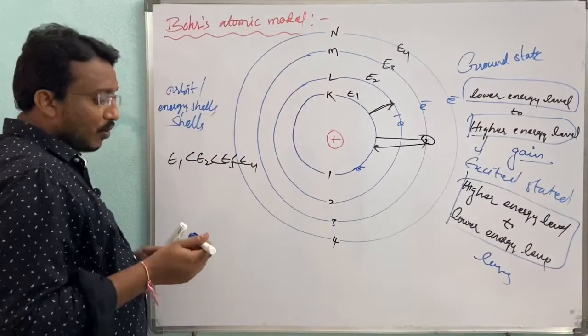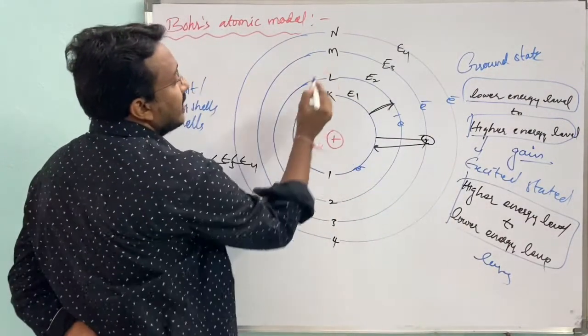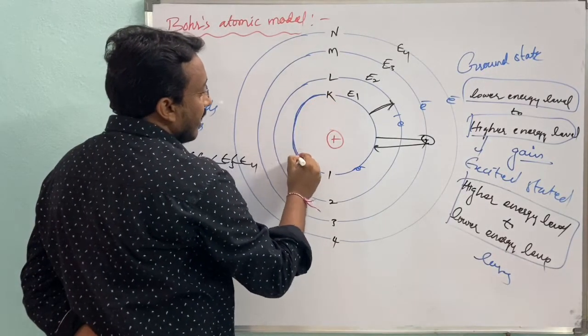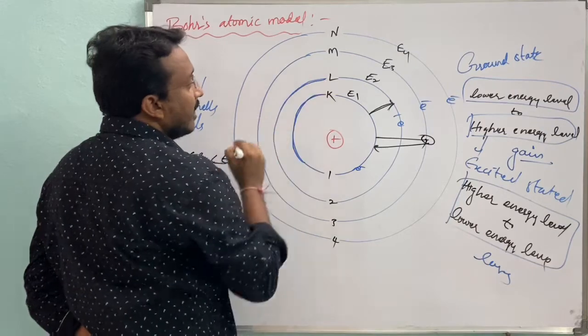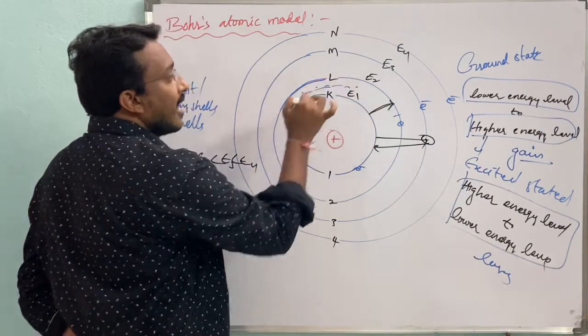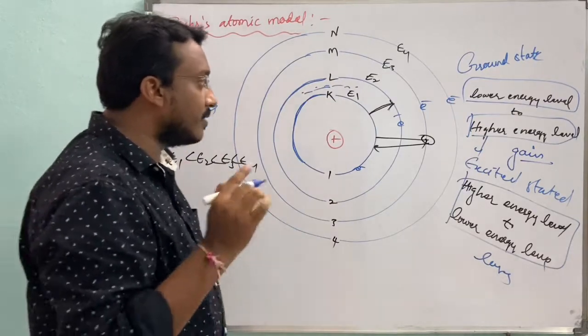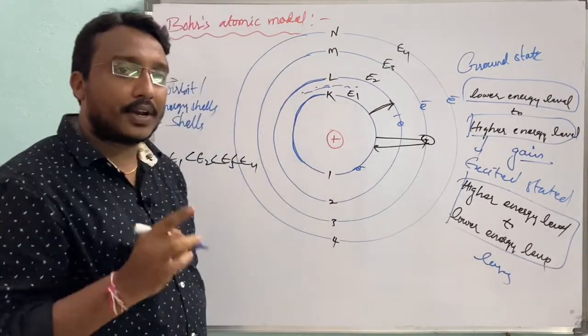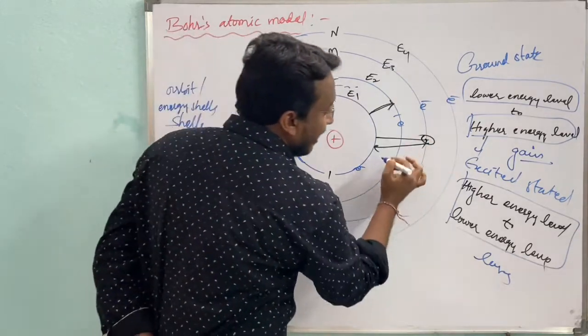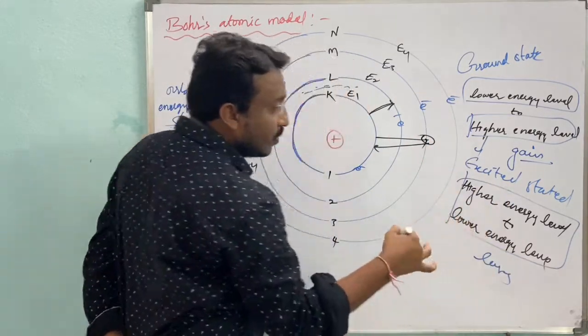Okay. And one more important point. He said that electrons revolve either in the K shell or in the L shell, but not in between the K and L shell. Why? Because he knows that energy is quantized. That means energy is emitted while losing, and absorbed while gaining.